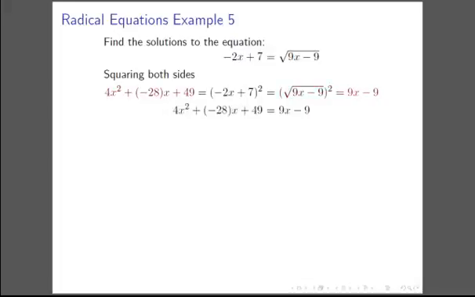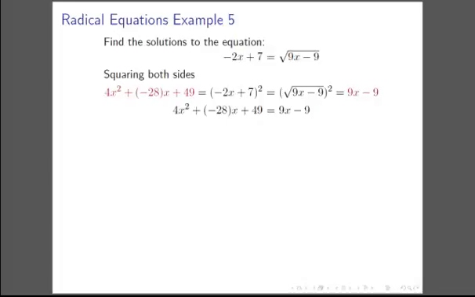In particular, we have the equation 4x squared plus negative 28x plus 49 equals 9x minus 9. This is simply a quadratic equation, which we know how to solve. In particular, we'll want to get 0 on one side so that we can use the quadratic formula.